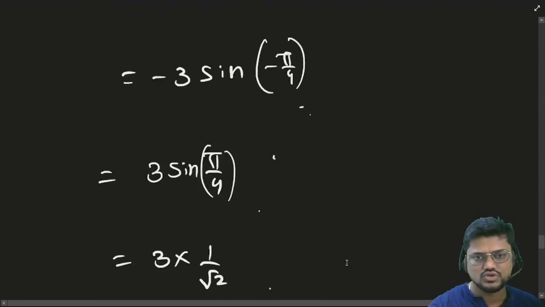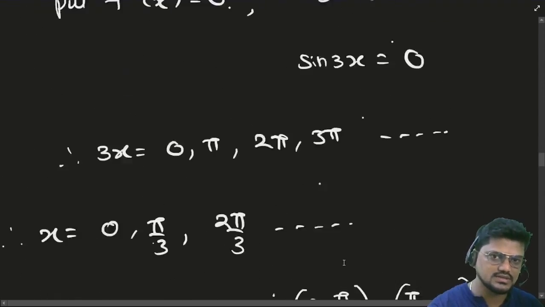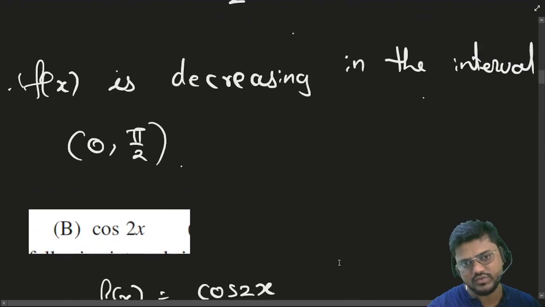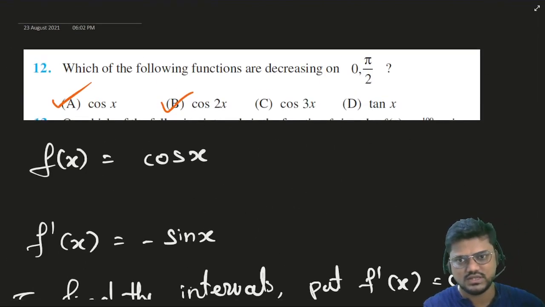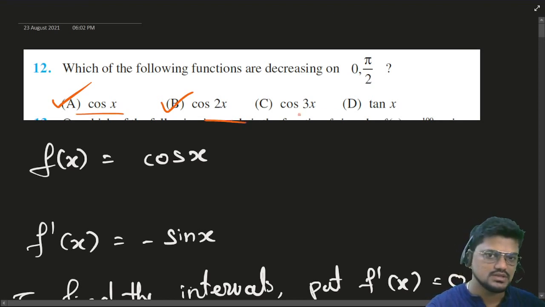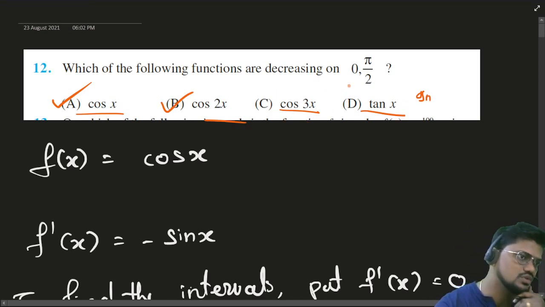So even this is increasing, so it's not decreasing. So we have to tick the number of options which are decreasing. So the only decreasing functions are cos x and cos 2x. This one is increasing and decreasing both, and this is increasing. So you cannot say this is neither increasing nor decreasing because we got to know that it is increasing and decreasing both.